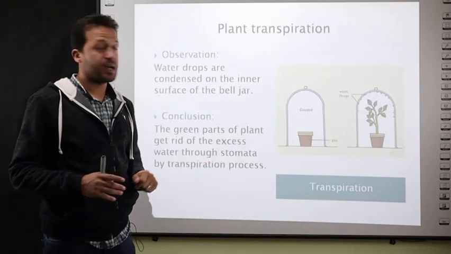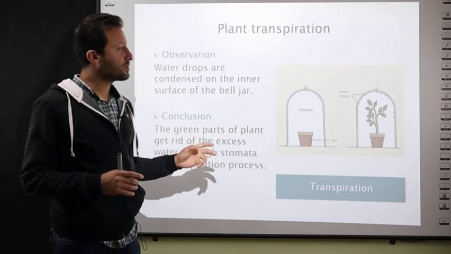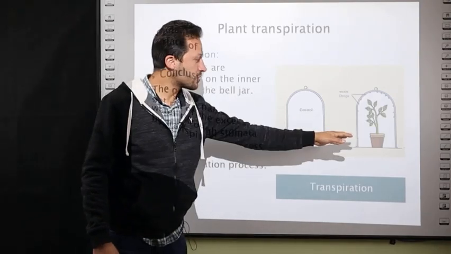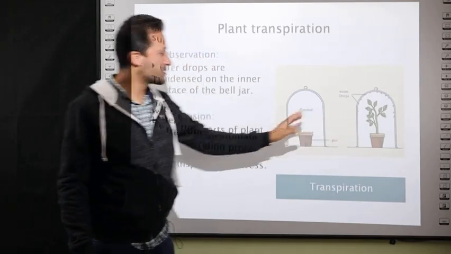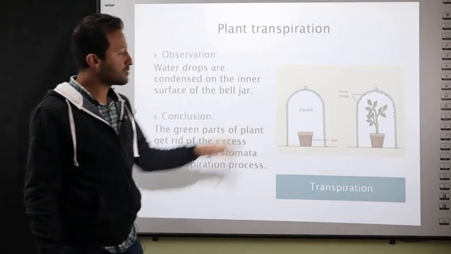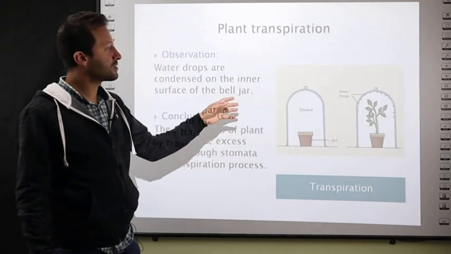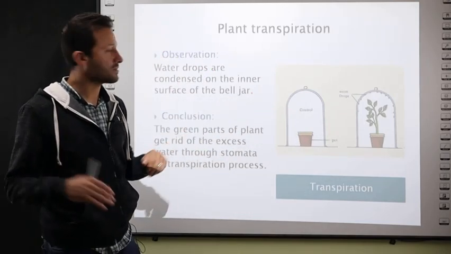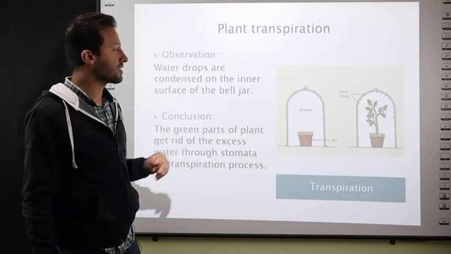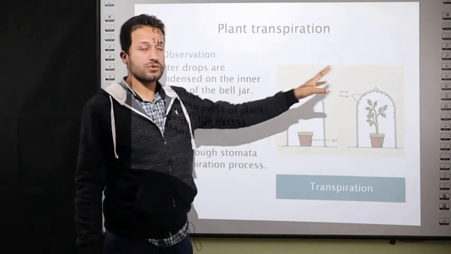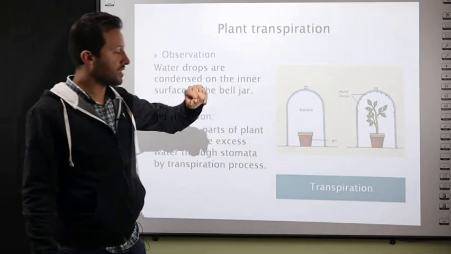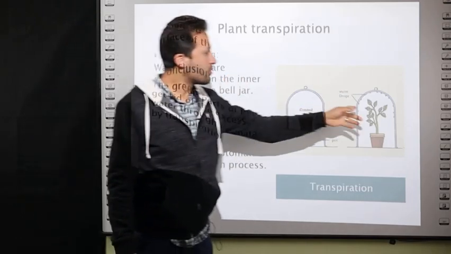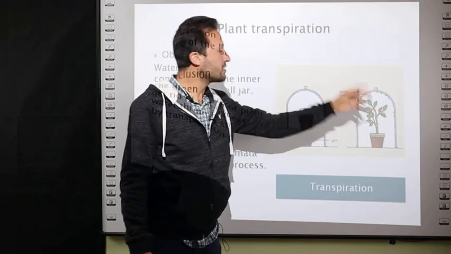Now we have an experiment to prove that the green plants make transpiration process. We have two pots. One of them contains a green plant and the other doesn't, and we will cover them with two bell jars made of transparent plastic or transparent glass, and we will expose them to the sunlight. After hours, we will notice that some water drops are formed in the inner wall.